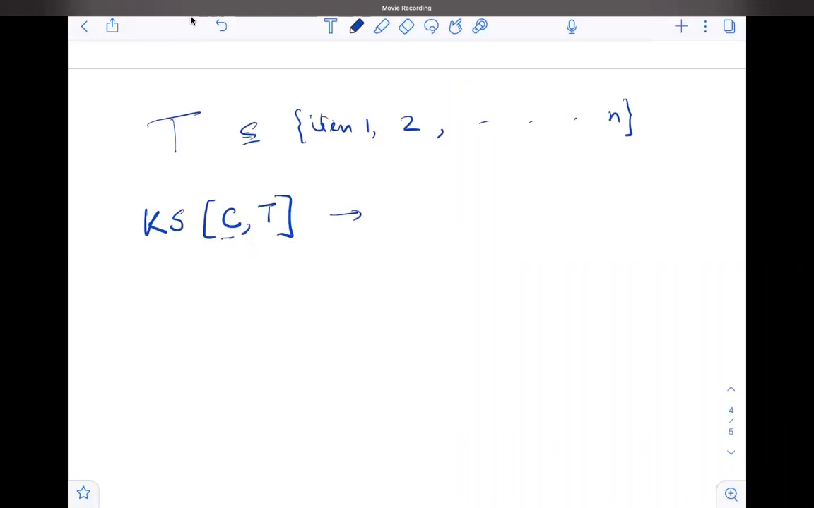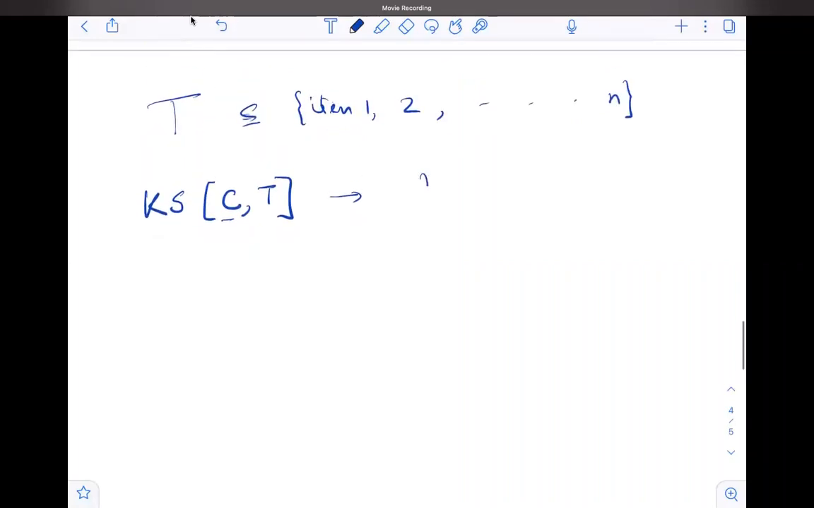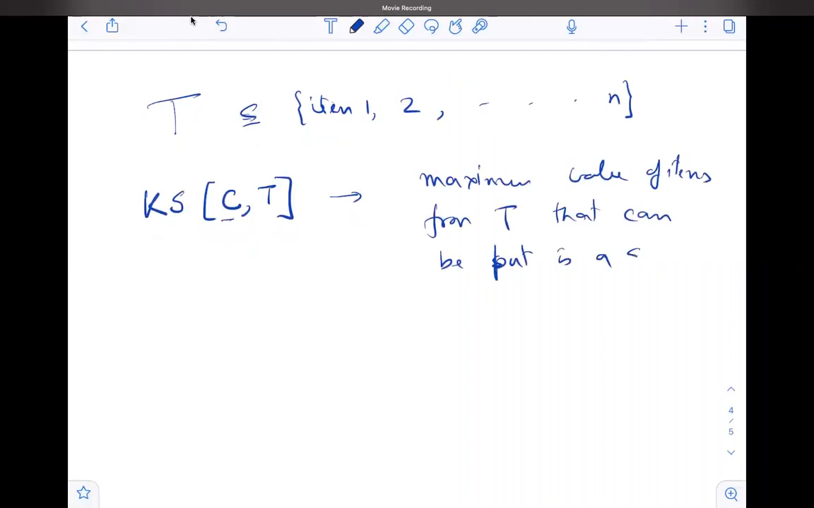Sorry, yeah. So say K(C, T) is the maximum value of items from T that can be put in a sack of size C. Okay, so this is the amount. If the sack size is C, then what is the maximum value that I can take?